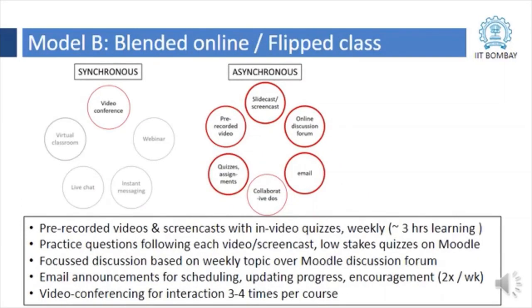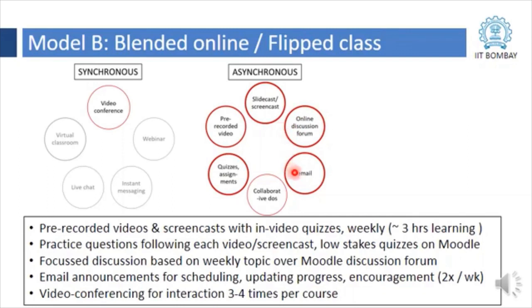Model B, also known as blended online or flipped class, primarily relies on the asynchronous approach. There are pre-recorded videos and screencasts with in-video quizzes. These are posted on a weekly basis and they correspond to about 3 hours of learning time per week. There are practice questions and low-stakes quizzes on Moodle following each video and screencast so that students are able to practice and apply the material they learned in the video immediately. The course also consists of focused discussions based on a weekly topic, which can be implemented over a Moodle discussion forum.